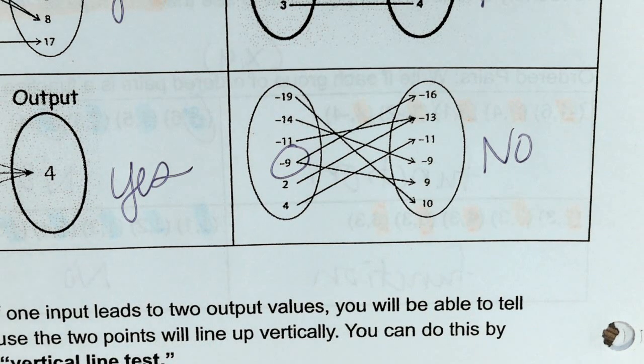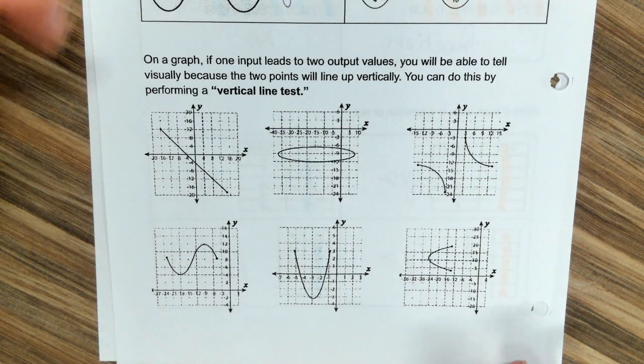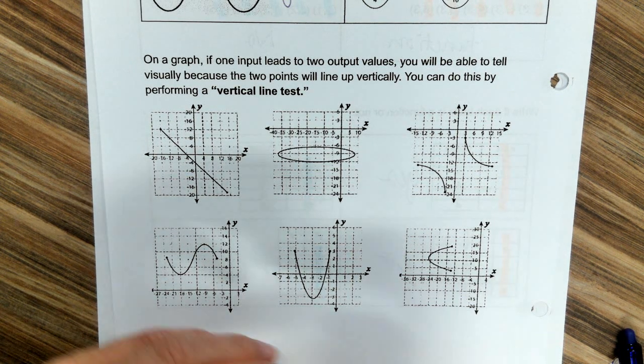So no. Now, this is the one I have to really teach y'all because we didn't learn this yesterday. How do you tell on a graph? Well, you could go write down all the coordinates, but that would take a really long time, right? So instead of doing that, you're going to perform a vertical line test.